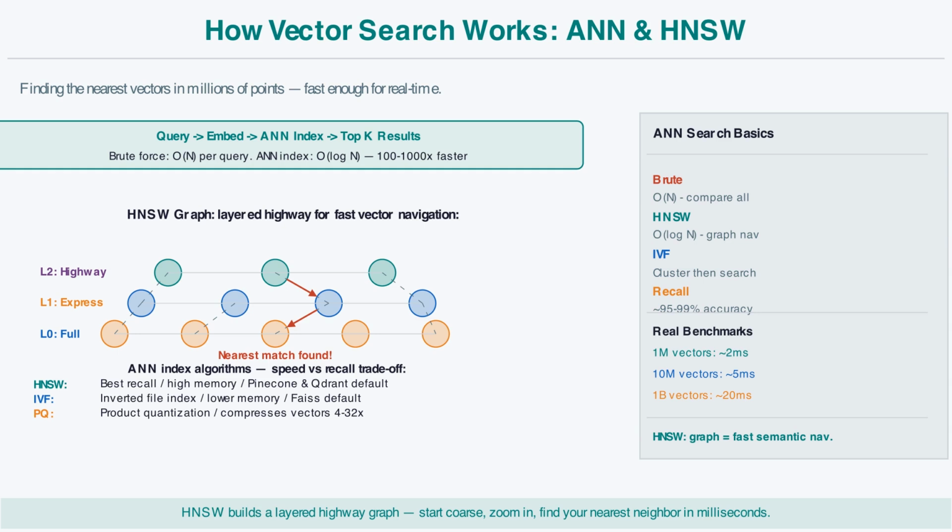HNSW builds a layered graph. The top layer is sparse, a highway with only a few nodes connected to each other. The bottom layer is dense, the full graph of all vectors. To search, you start at the top layer, navigate greedily to the nearest node, then drop down to the next layer and repeat. This gives you O log n search time instead of O of n, making a query against 10 million vectors take just 2 to 5 milliseconds.